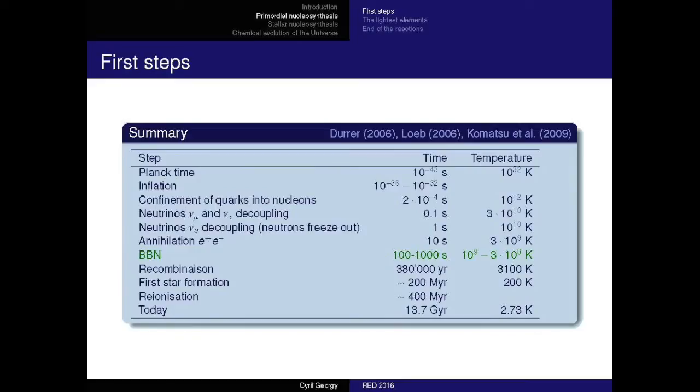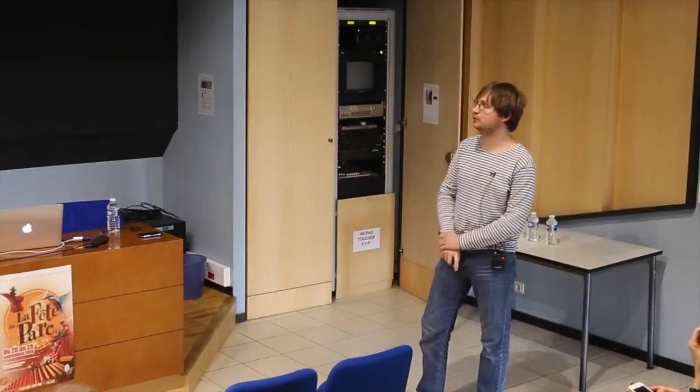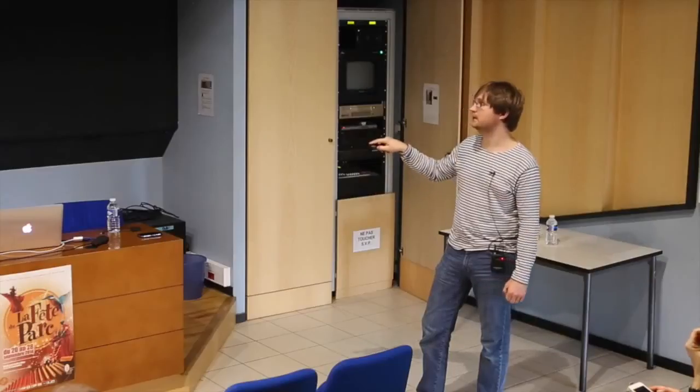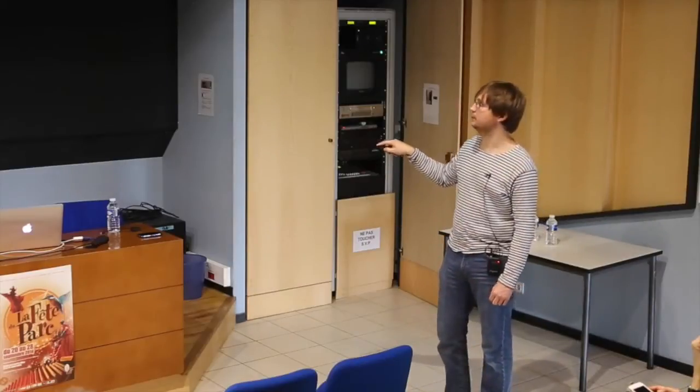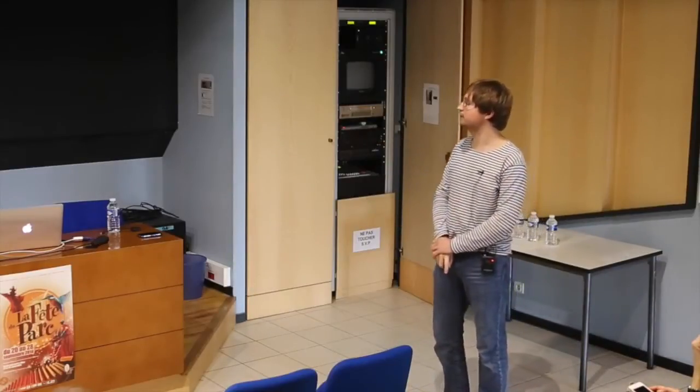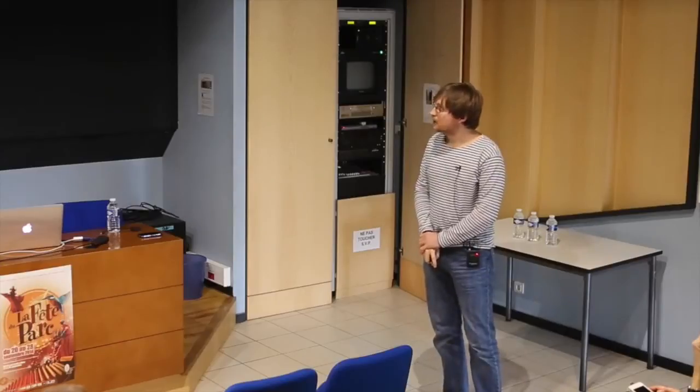Then you have the recombination, where the electrons were no longer able to be free and were bound to the hydrogen and helium nuclei that were produced during the nucleosynthesis. So from this, the universe is transparent and the photons are free to go. And this is the emission of the CMB we have seen before.